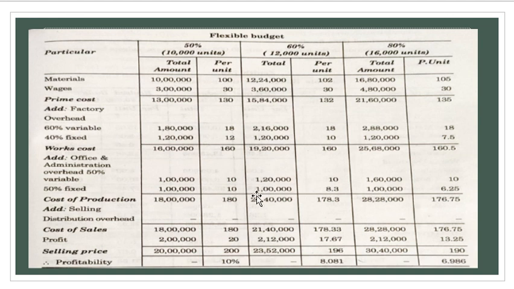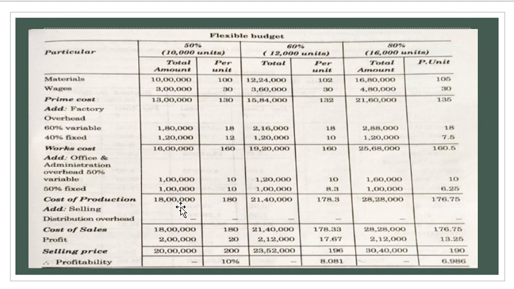And the cost per unit will change for fixed cost. So for 1 lakh, as we have found out through the percentage, it is 10. Now 1 lakh divided by 12,000 units will give you 8.3. 1 lakh divided by 16,000 units will give you 6.25. So now with works cost, if we add up our office administration, we will be getting our cost of production. So the cost of production is 18 lakh for 50%, for 60% is 21 lakh 40,000, and for 80% it is 28 lakh 28,000.